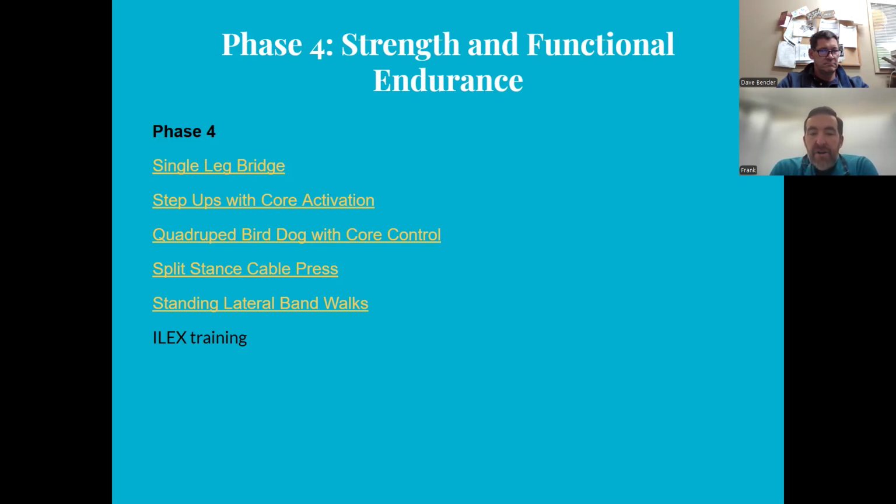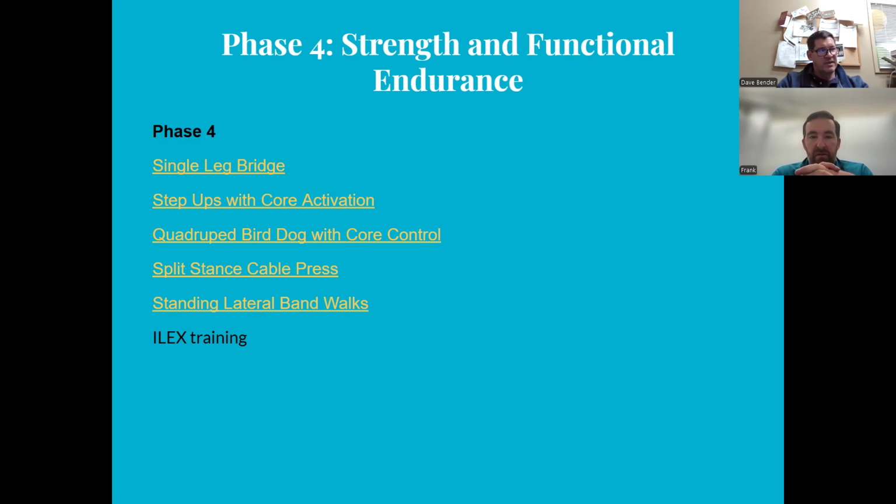You get into the bird dog with some core control, and then you can progress the bird dog. I like to hold a bird dog position up on a table or a bench and do a row with the other hand with a weight, or a banded press. You can get into the whole split stance cable work. You can do a press, a row, flexion, horizontal abduction, and then some standing lateral band walks as well.